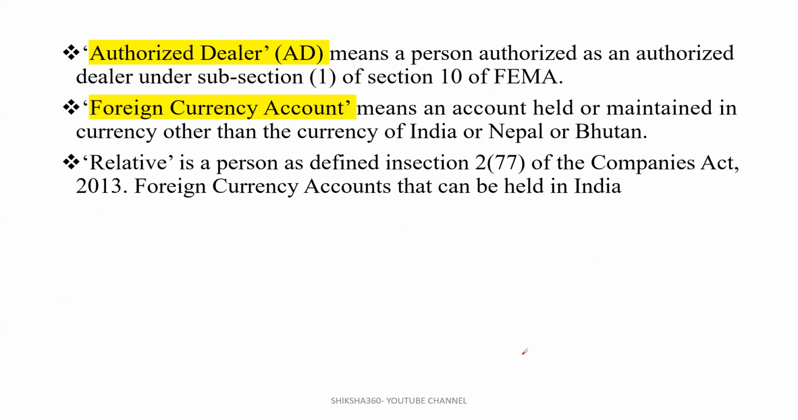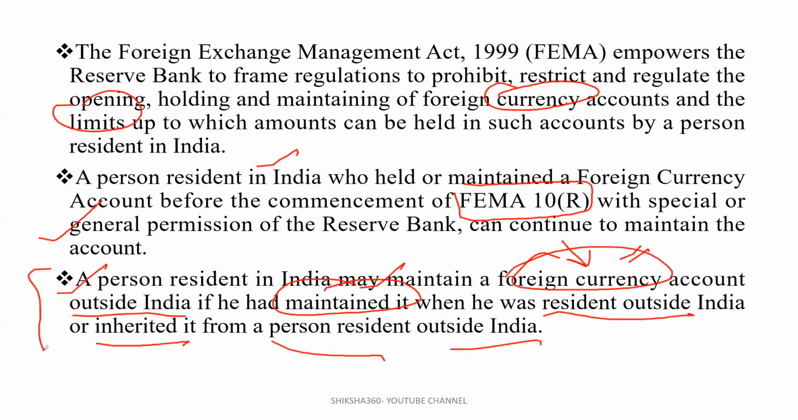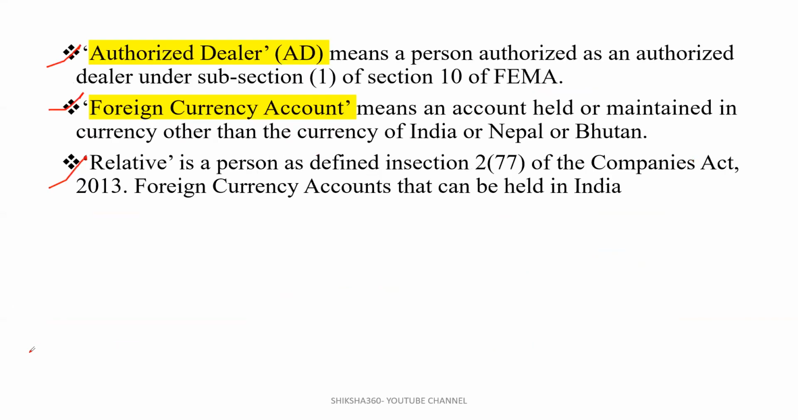There are some terminologies in this, and they will ask about them in the form of questions. The first one is authorized dealer. If anyone has any doubt in this definition, you can comment in the comment section. I will discuss it once again with the help of an example. Okay. Authorized dealer basically means a person authorized as an authorized dealer under subsection 1 of section 10 of FEMA. Okay, that is basically an authorized dealer. Basically, it is a person authorized, that is, they have a certificate, or we can say a license, under section 10 of FEMA.